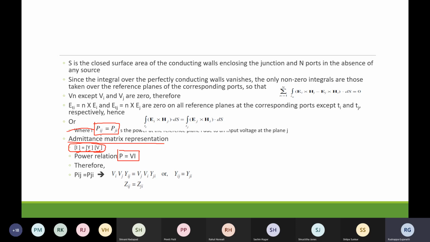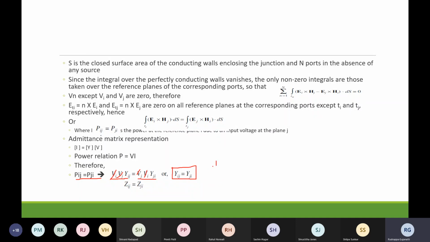And since we have, for the given condition, Pij is equal to Pji. So what happens is, when I represent this with respect to this equation, that is, if I consider the representation of the admittance matrix in this condition, I will have Vi into Vj is equal to Yij and Vj into Vi is equal to Yji. And when we simplify this parameter, we obtain that the admittance Yij is equal to Yji.